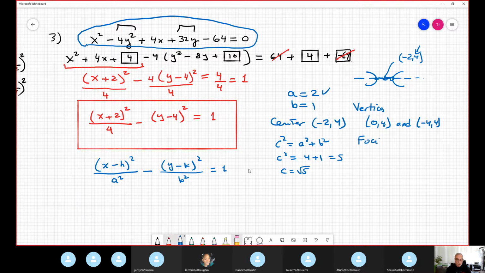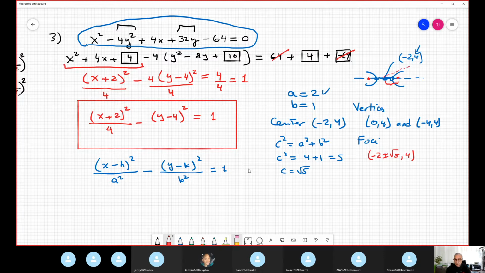And the foci is located here, over there, always inside. And this distance is radical 5. Radical 5. Therefore, the foci is located at the point negative 2 plus or minus radical 5, comma 4. So you put in decimal, I put in decimal approximation. And the asymptote is here.